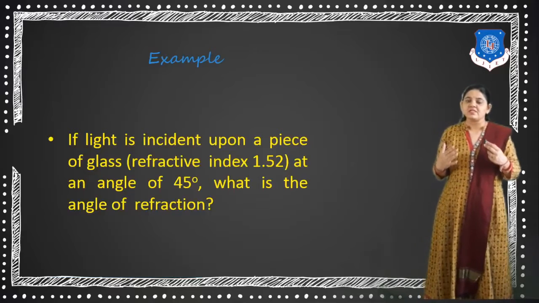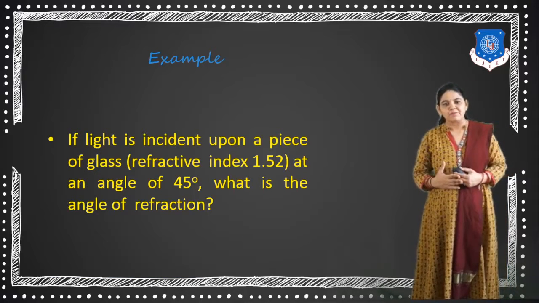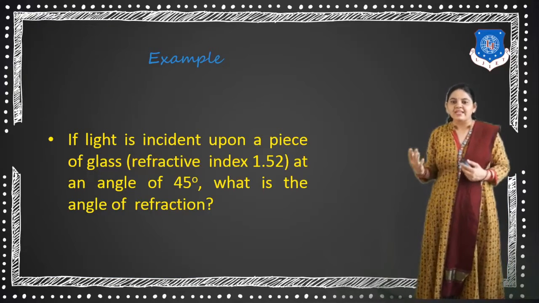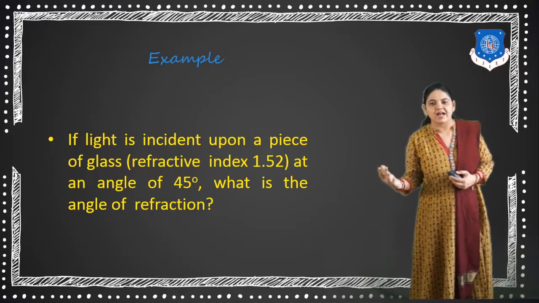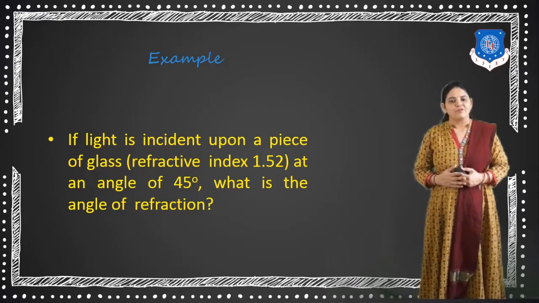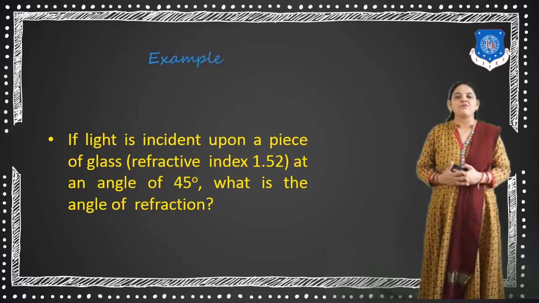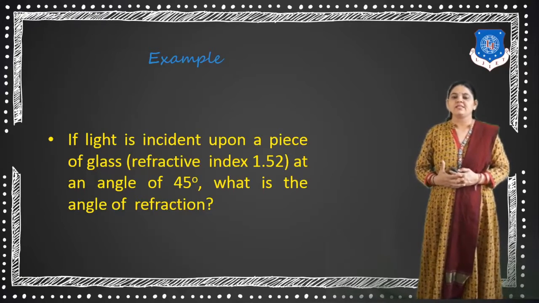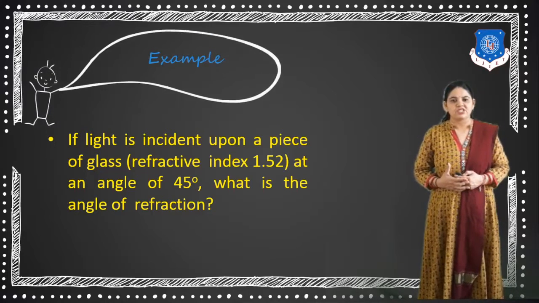So if the incident light... you can always start with an example. For example, if light is incident upon a piece of glass with refractive index 1.52 at an angle of 45 degrees, what is the angle of refraction?